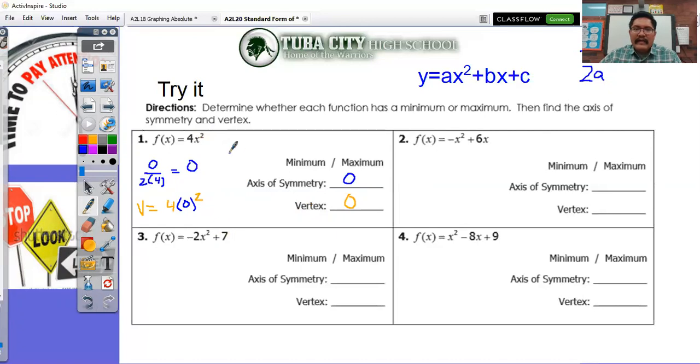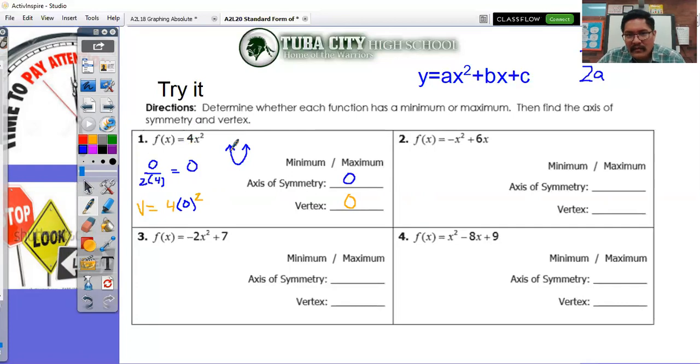And to find out whether it has a minimum or a maximum, all we have to do is look at the a value. In this case, my a value is positive. So remember, positive is like a smile, so it's going to open upwards. If our function opens upwards, the parabola, it's like a smile.